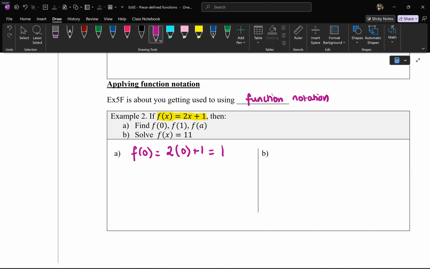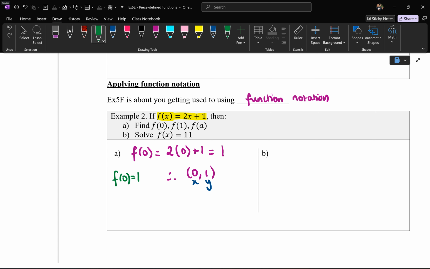And what does that mean? This just means when x is 0, so this is your x coordinate, you subbed into the equation, the y coordinate is equal to 1. So literally, if I write f of 0 equals 1, you are meant to look at this and say, oh, when x equals 0, y equals 1, that's the coordinate for this function.